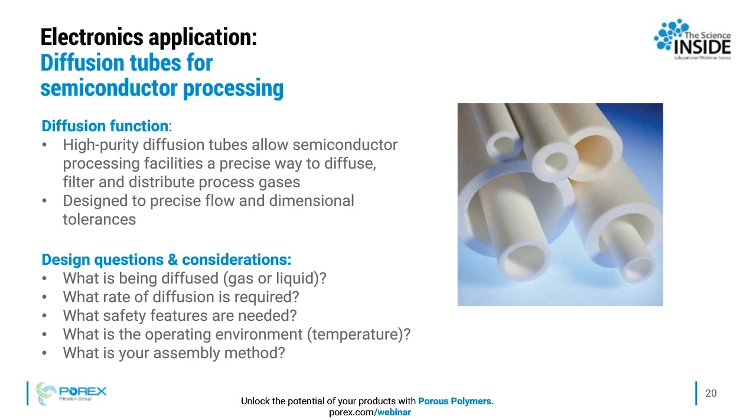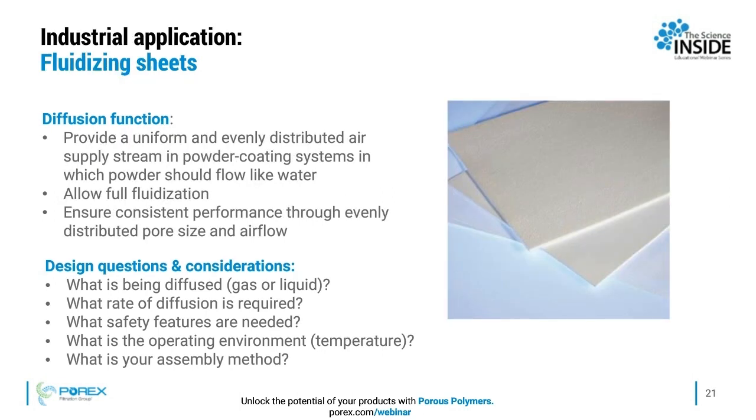One final example we'll cover, although there are many more examples of diffusion, is an industrial application of fluidizing sheets. In this application, you're using an evenly distributed pore size to create air distribution, which will turn a powder into a fluid-like substance. Diffusion is critical here to create a uniform dispersion of the air into the powder. And it's really important to understand the pressure needed to create the fluidization, which will depend on what gas you're diffusing into the powder, what rate you want to diffuse that gas, and the environmental conditions, like the temperature in that environment. Those will all impact diffusion.